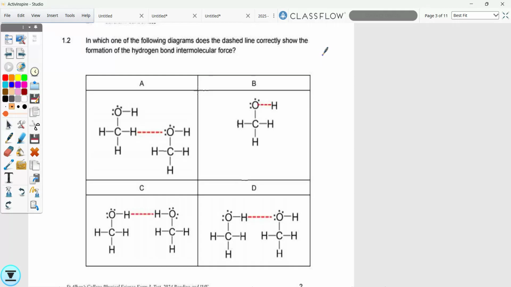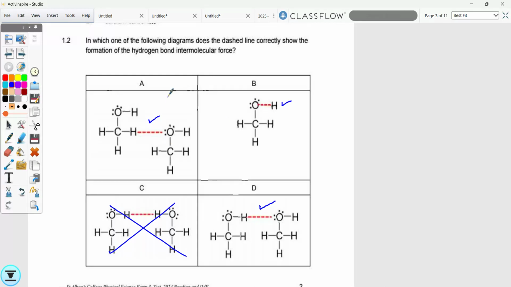A hydrogen bond is a bond between hydrogen and either nitrogen, oxygen, or fluorine. Good. So you need to look for a hydrogen going to N, O or F. So hydrogen goes to O here. Could it be that? Possibly. Hydrogen goes to O here. Could it be that? Yes. Hydrogen goes to hydrogen here. Could it be that? No. Clearly the rubbish. Hydrogen goes to oxygen here. Could it be that? Okay, but there can't be 3 answers.